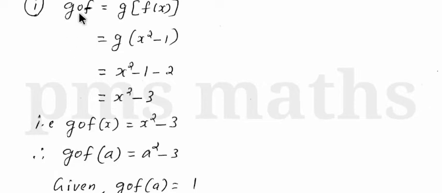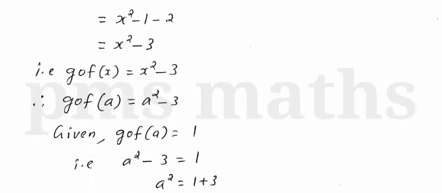Here g of f of x is equal to x square minus 3. In our question, g of f of a is given. Therefore, first find out g of f of a. Here just substitute x is equal to a. Therefore, here x square becomes a square minus 3.